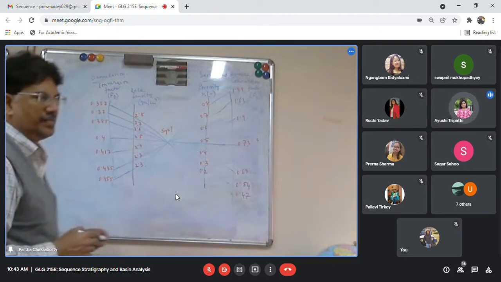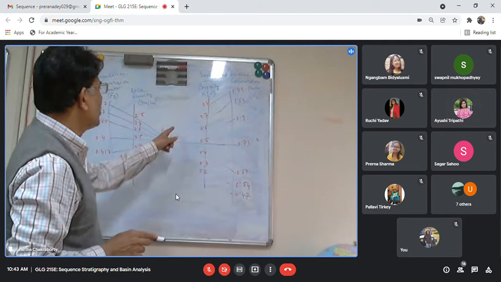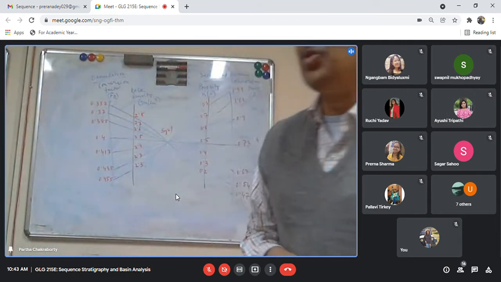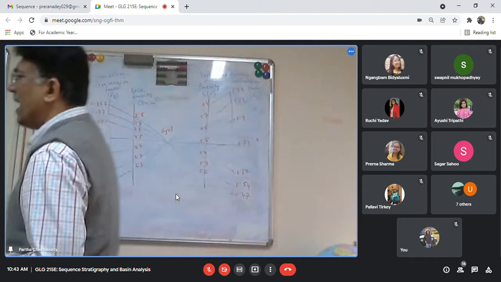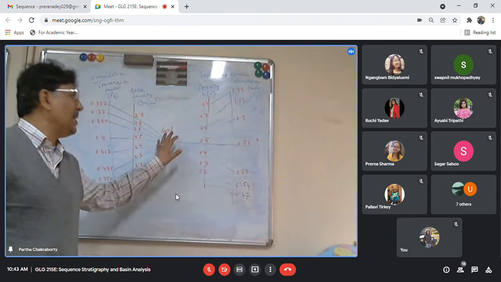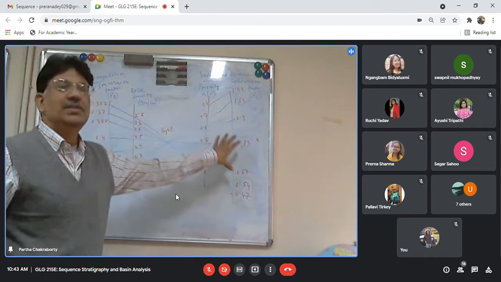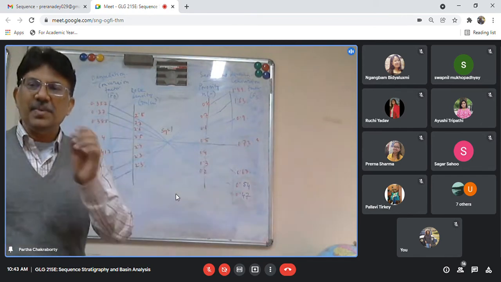So in the mid part, what is written? SY is equal to 1. Specific yield. Specific yield is equal to 1. That means the amount that is denuded, the same amount is deposited here. That means the specific yield is 1.